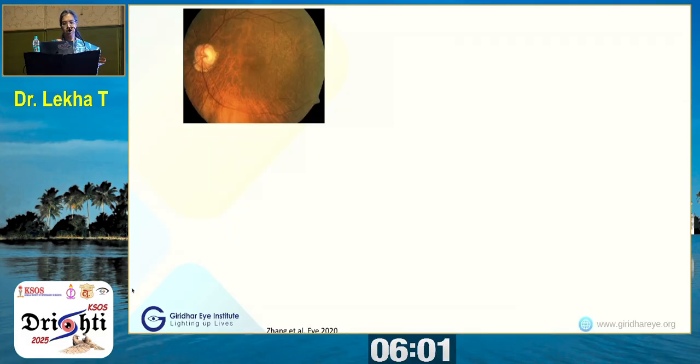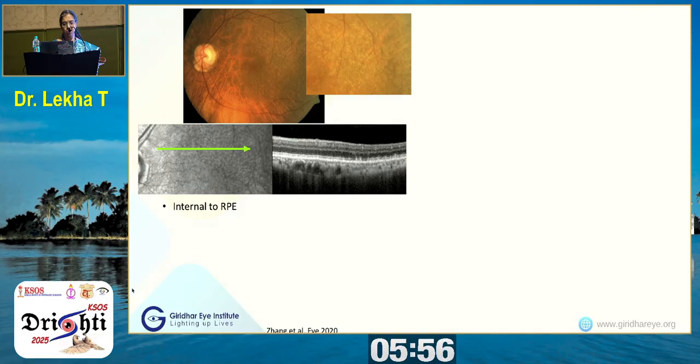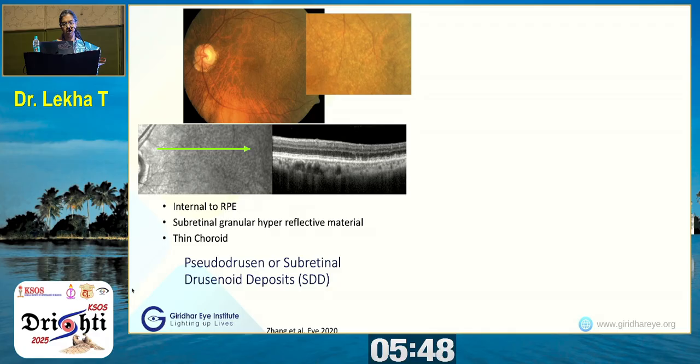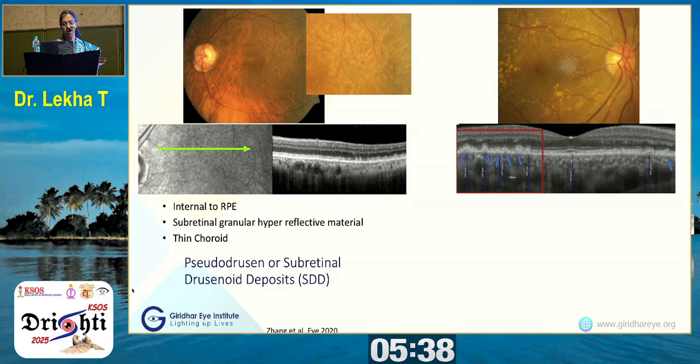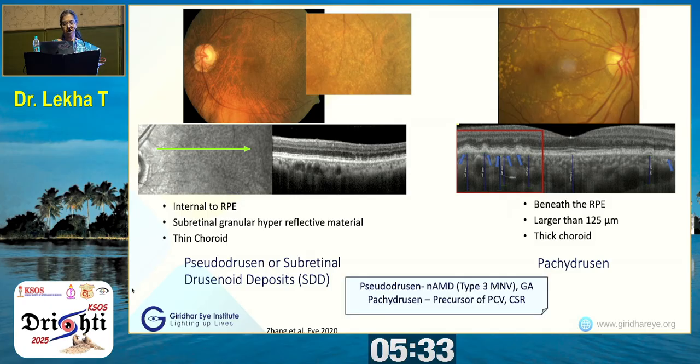Now, there are other yellowish lesions that may not be recognized always. You can see very fine dot-like yellow lesions. And on OCT, you can see that it is actually internal to the RPE, looks like subretinal granular hyperreflective material associated with a thin choroid. And this is what we see in pseudodrusen because it is under the retina and not under the RPE, or subretinal drusenoid deposit. And this is another drusen, which is larger, and it is under the RPE and with thick choroid, which we call pachydrusen. It's important to identify because pseudodrusen can predispose to neovascular AMD, whereas pachydrusen predispose to PCV and CSR.